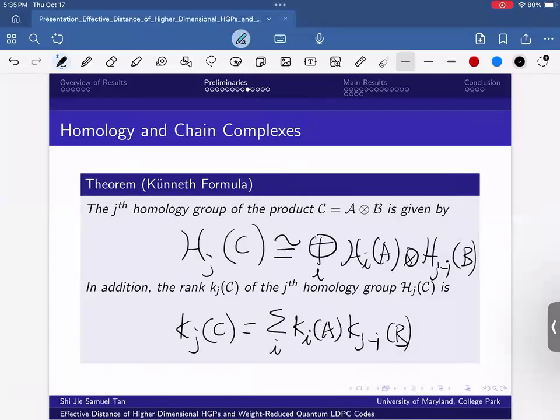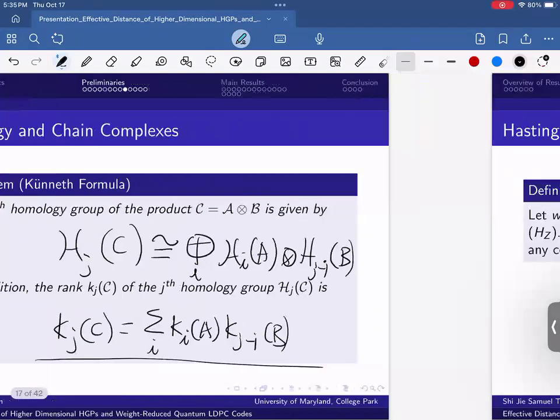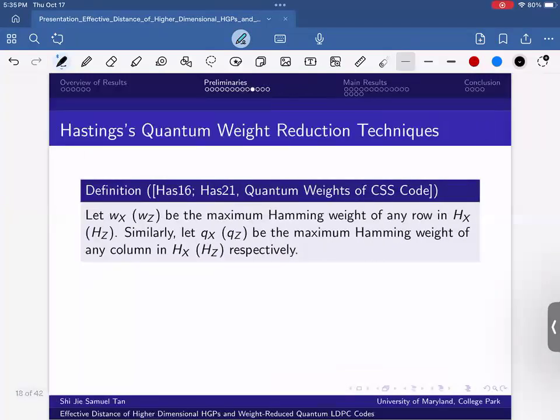Yeah. And then this gives you a formula to obtain the number of logical qubits, because the number of logical qubits is associated to the number of logical operators in that sense. And then the rank will give you that. So this is an important expression to understand the number of logical qubits for a homological product code. And now we are ready to talk about quantum weight reduction techniques.